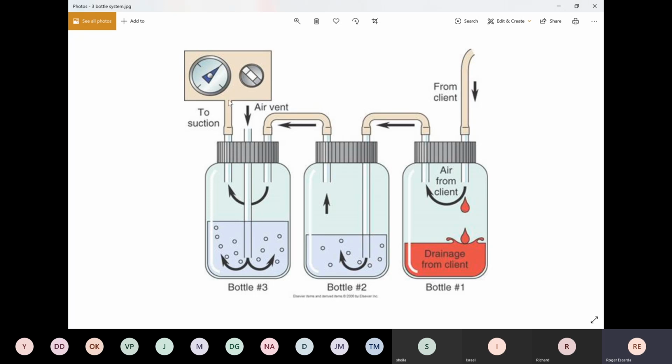So it's still connected to a suction source. So this one, this suction machine here, could be wall or portable suction. If you see, it's set at around, because this is 20, 40, 80, this is about 100 or 110 centimeters of water. So here, if the wall suction, the suction source is set at, let's say, 100, and the height of the water here is 20 centimeters, how much suction is the patient receiving?